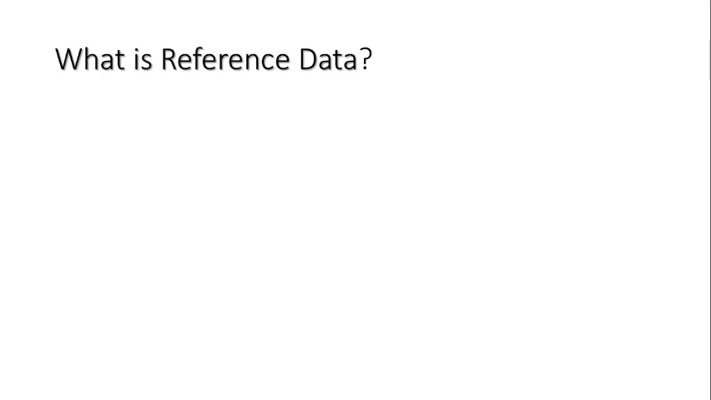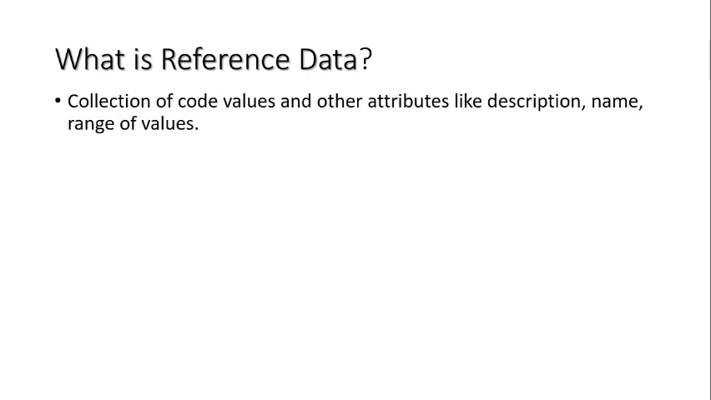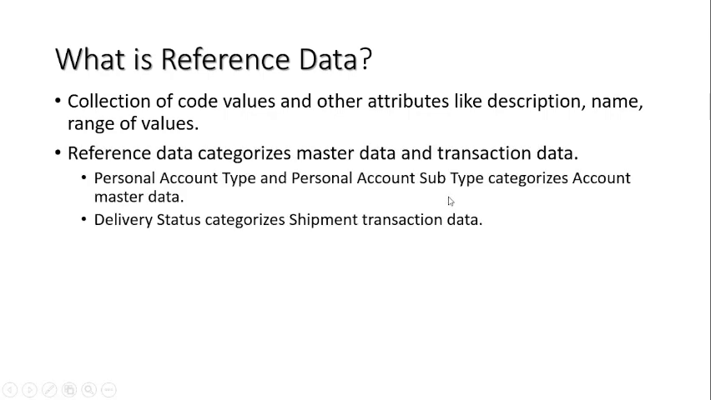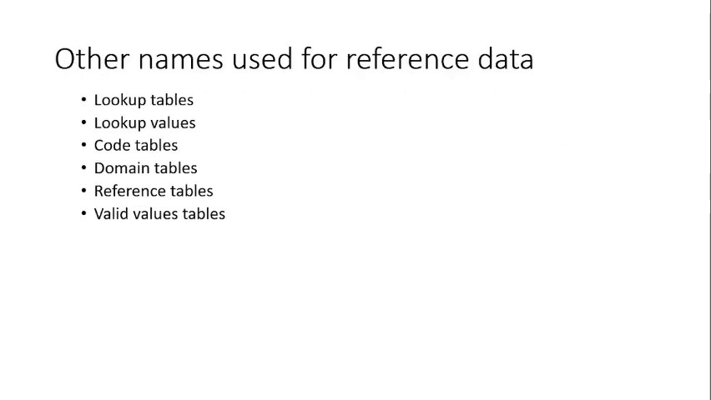So what is reference data now? It's a collection of code values and other attributes like description, name, and range of values. Reference data categorizes master data and transaction data. So we saw in the example, personal account type and personal account subtype categorizes account master data. And delivery status categorizes the shipment transaction data.